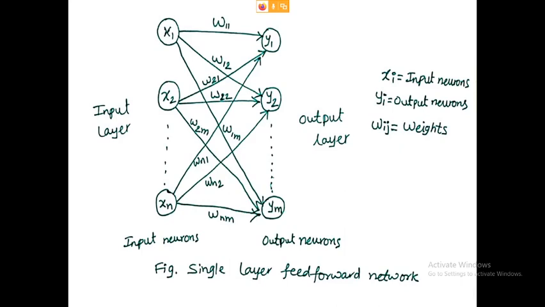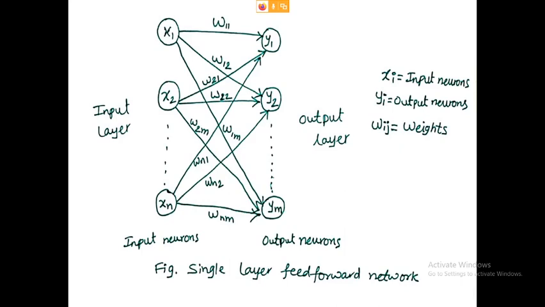For example, if you see the connection link or synaptic link between x2 and y1, the corresponding weight is represented with W21. The first subscript represents the input neuron, the second subscript represents the output neuron number. So x2 to y1 means W21: 2 represents the input neuron, 1 represents the output neuron.